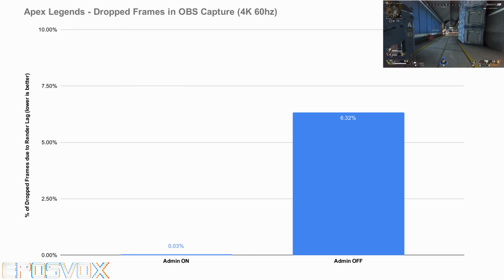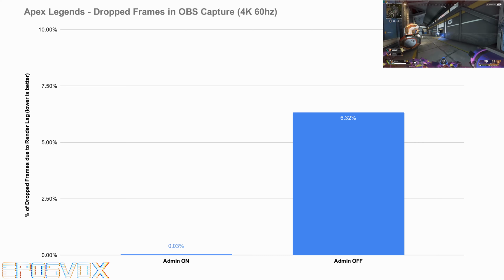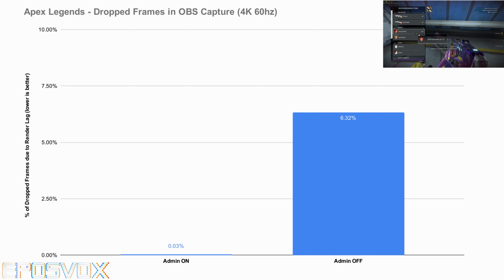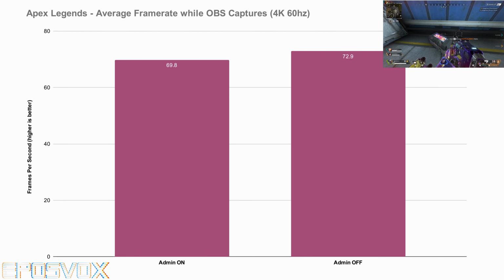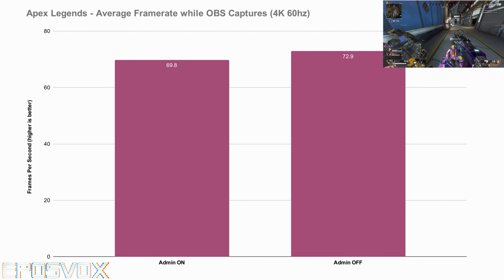Moving over to Apex, again, admin on, so with the fix enabled, only dropped 0.03% of frames, averaged about 69.8 FPS. Turning the fix off, it dropped 6.32% of frames, and it was real bad, real bad, and the game ran at about 72.9 FPS.